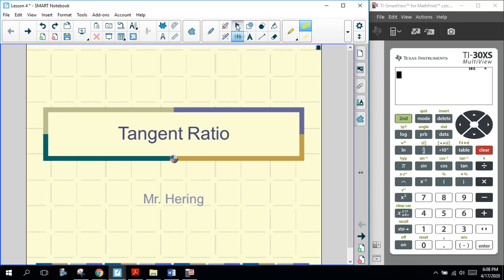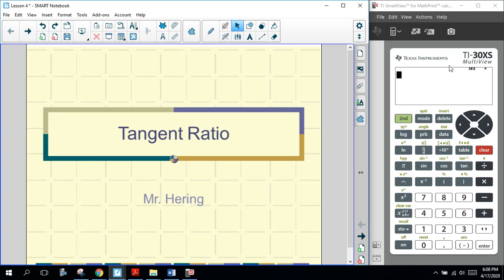Okay, guys, we're going to take a look at the tangent ratio here today in the lesson. Very important lesson for you guys getting prepared for trig, pre-calculus next year. Off to the side of my screen, you can see this Texas Instruments multi-view calculator, the same as what we have in the classroom. If you do not have access to a calculator, this is a free download from Texas Instruments.